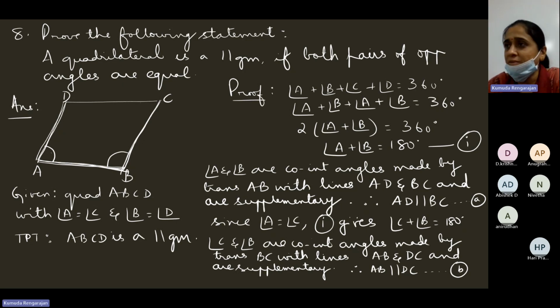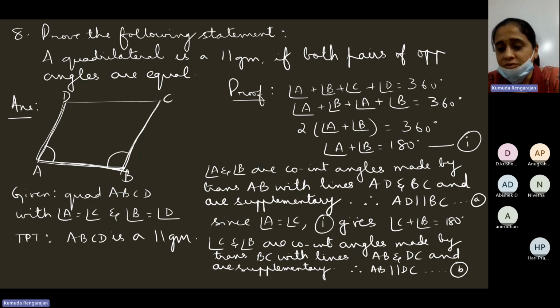Now use the same thing, A plus B is 180. Instead of A, you put C, because A is equal to C, opposite angles are equal. So you get a new result. Also, instead of B, you can put D. In A plus B is equal to 180, instead of B, you can use D. So then you'll get A plus D is 180. That also will give you the same result.